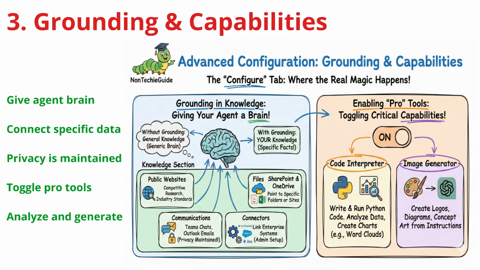Second, you can enable Pro Tools simply by toggling these critical capabilities on. The code interpreter allows the agent to write and run Python code to analyze hard data and create complex charts. The image generator enables the agent to create logos, diagrams, or concept art based solely on your instructions.